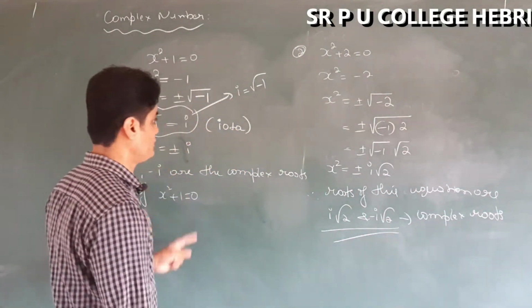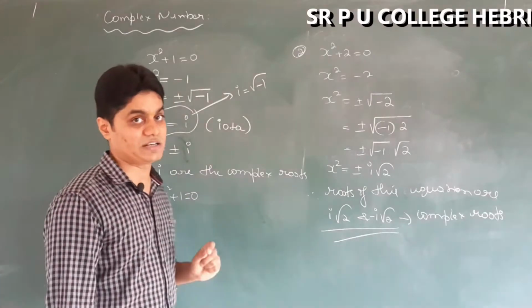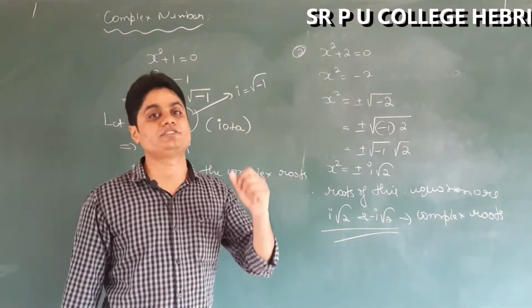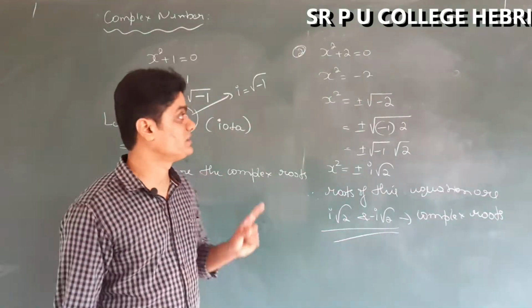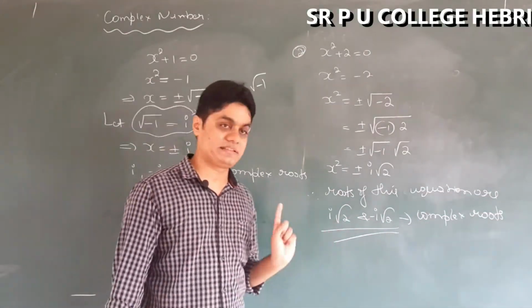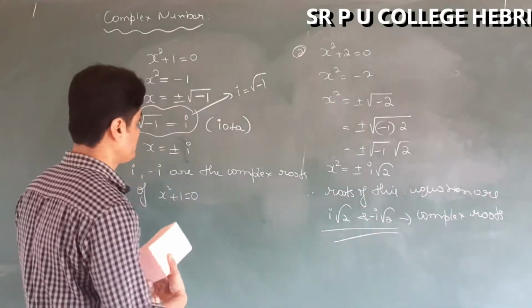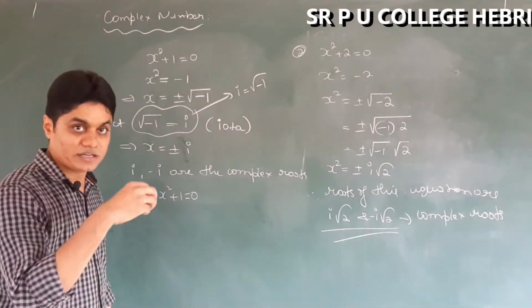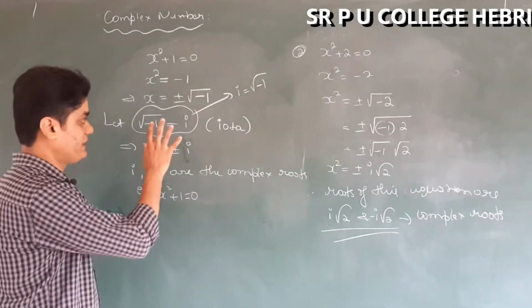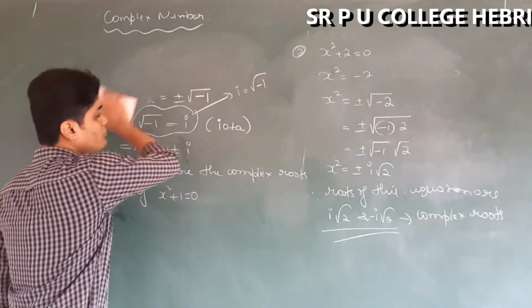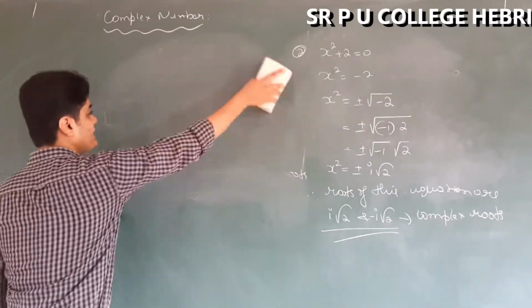When factorization is not possible, such quadratic equations are known as irreducible, and the solutions or roots of such irreducible quadratic equations are always imaginary or complex numbers. Roots are complex roots. Okay, so like this complex numbers entered mathematics by using the number iota. Now we will discuss more about I, that is iota, because that number is new for you.